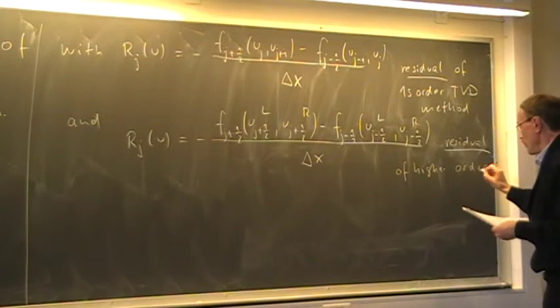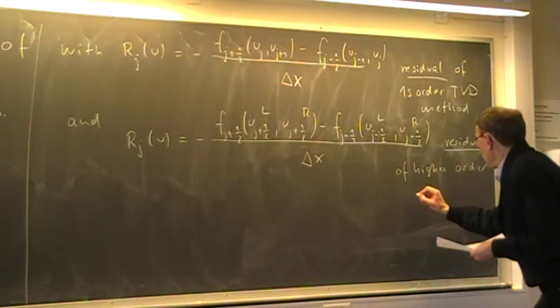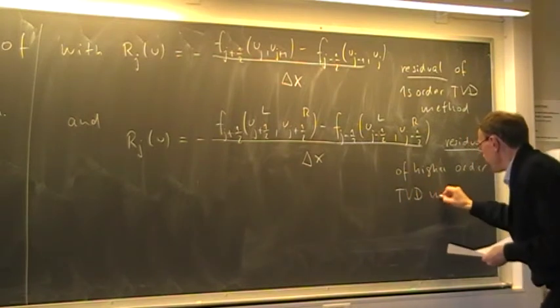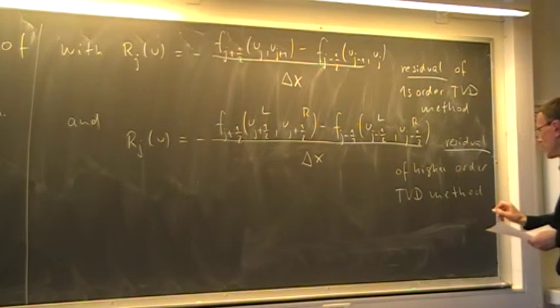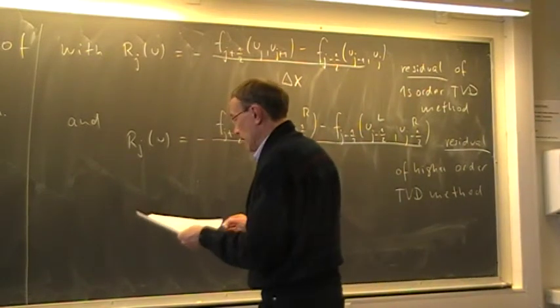That is, as we mentioned before, somewhere between first and second order. So when we have a problem that doesn't have extrema, it will be second order, otherwise it would be first order at extrema in any case. So this semi-discrete equation will now be solved by the third order TVD Runge-Kutta method.